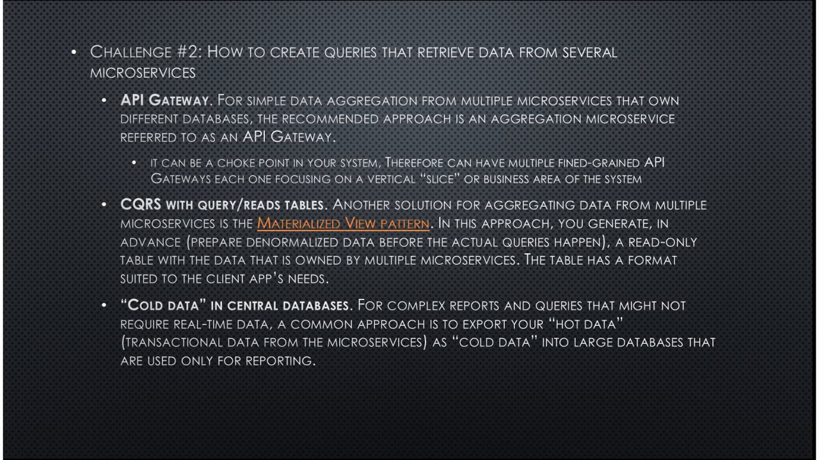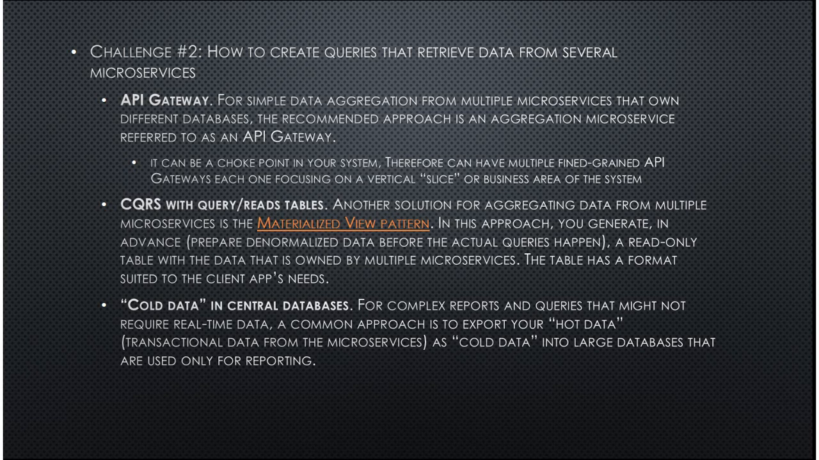Okay, what's the second challenge? Queries that retrieve data from several microservices. Let's say you have data which you need to take from different microservices, so it's a challenge. In a monolithic application, we just write one single LINQ query and we get the data. But here you can't do that. Maybe you can do that from the API gateway. So the API gateway can sometimes aggregate data. It can call different services, combine the results, and send the client the data.